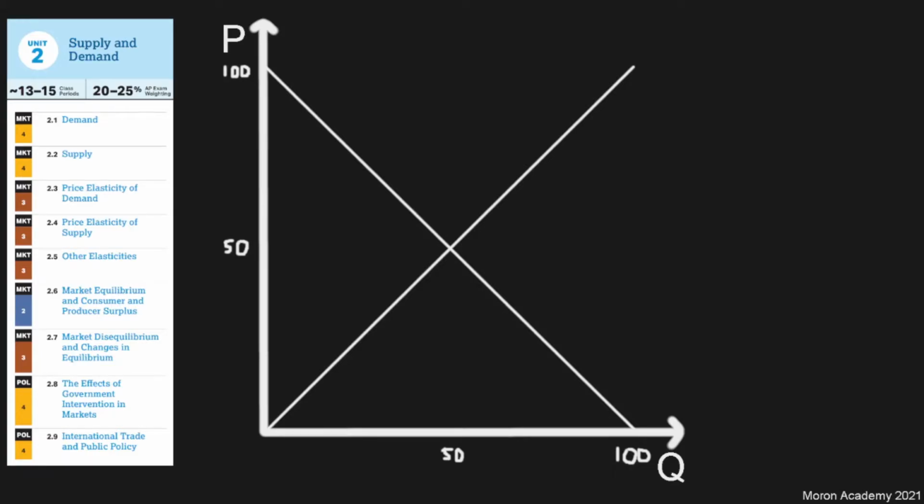Hello, today we'll be talking about Unit 2.7, which is Market Disequilibrium and Changes in the Equilibrium. First, we need to talk about shortages and surpluses.